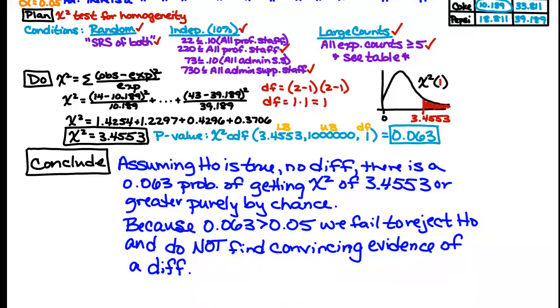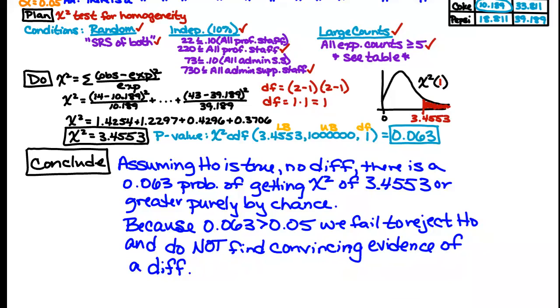Do I need to do a follow-up analysis? No, because we failed to reject. I do not need to talk about the largest component of chi-square. Also, if you look at the components of chi-square, they're all pretty small. These were not very far away from my expected values.